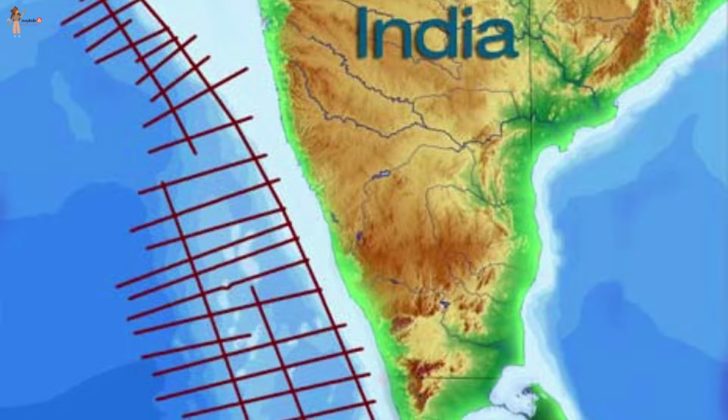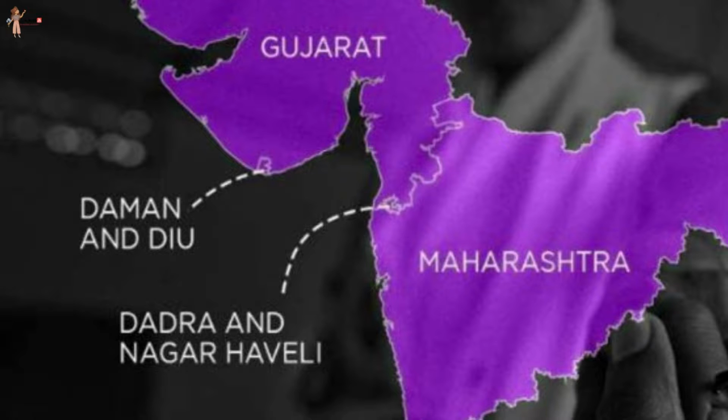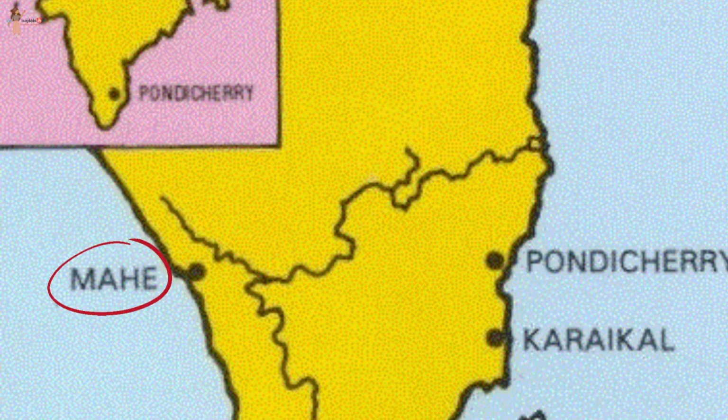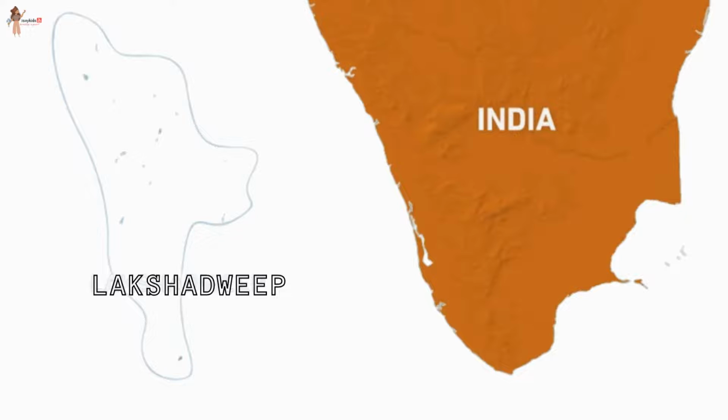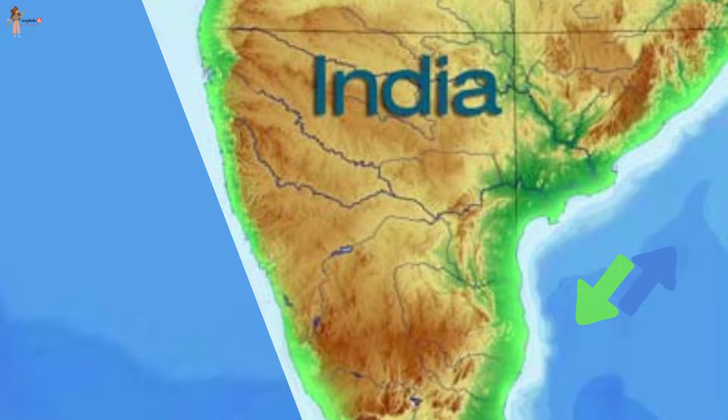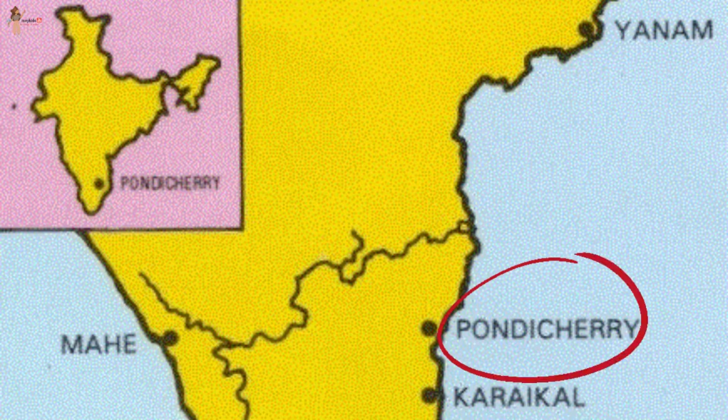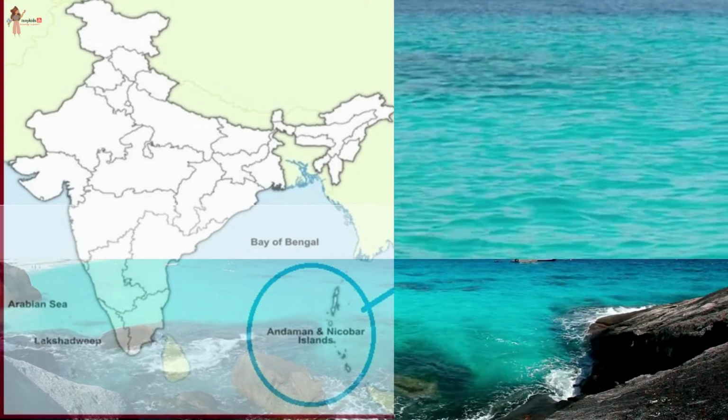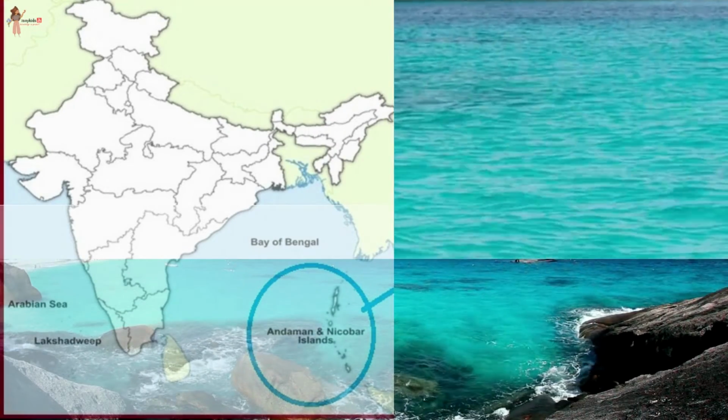Union territories on the western coast of India are Diu and Daman, Dadra and Nagar Haveli, Mahe, a part of Puducherry, and Lakshadweep. Whereas union territories on the eastern coast of India are Pondicherry or the Puducherry and Andaman and Nicobar Islands.